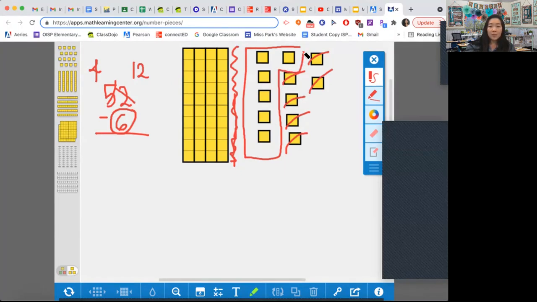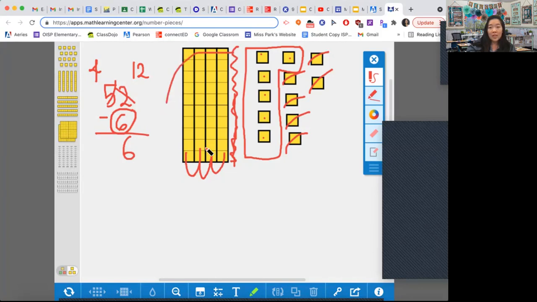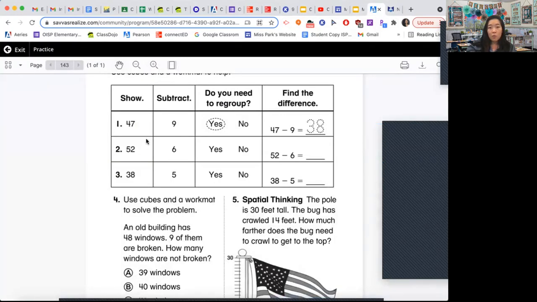We had 52. Now, we got rid of 6 of them. How many ones do we have left over? How many ones do you see left in this party? In this party here? 6. Very good. And then how many 10s do you see? We got rid of one of them. How many do we have left? 10, 20, 30, 40. We have 4 10s left. So what is our final answer? What is 52 minus 6? The answer is 46.